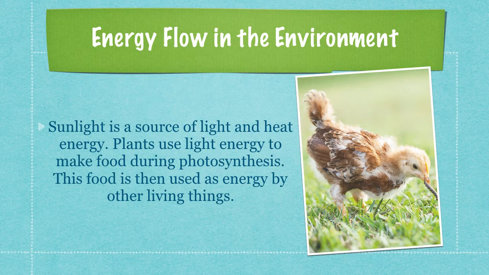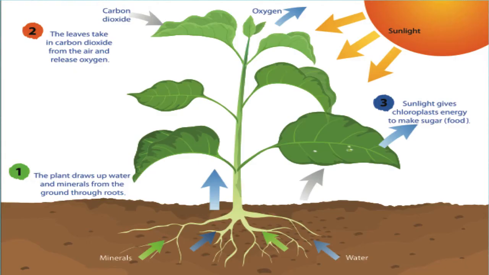Let me read. Sunlight is a source of light and heat energy. That's correct. Plants use light energy to make food during photosynthesis. If you can still remember the discussion way back in Prathom 4, you discussed photosynthesis. But I will make a brief discussion later on. This food is then used as energy by other living things. Let's look at the picture.